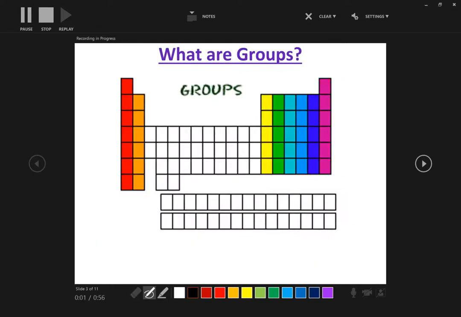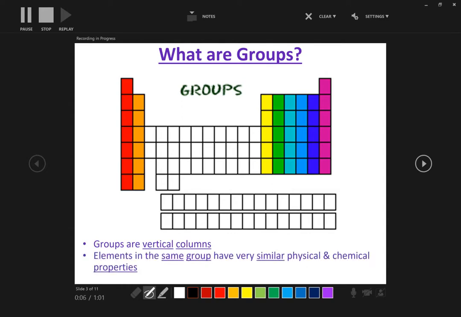What are groups? Groups are vertical columns. Elements in the same group have very similar physical and chemical properties. So we have 18 groups here. We've got 1, 2, 3, 4, 5, 6, 7, 8, 9, 10, 11, 12, 13, 14, 15, 16, 17, 18.